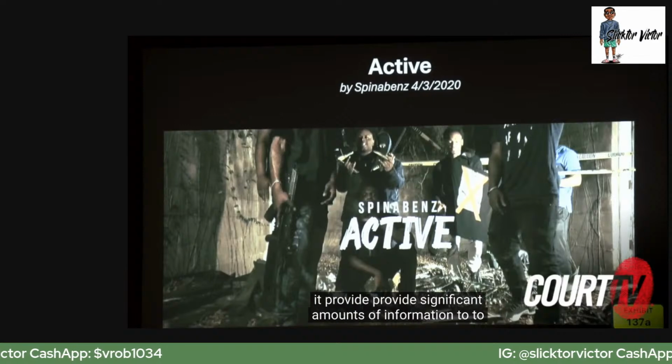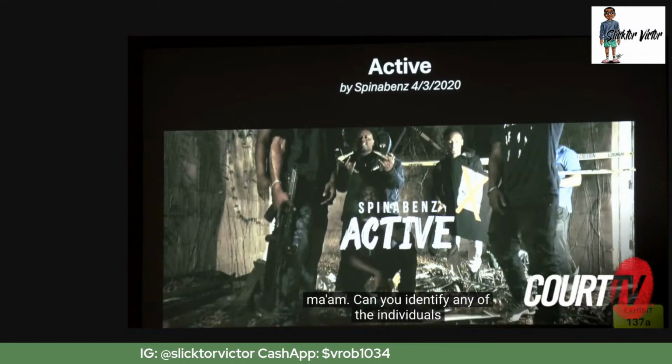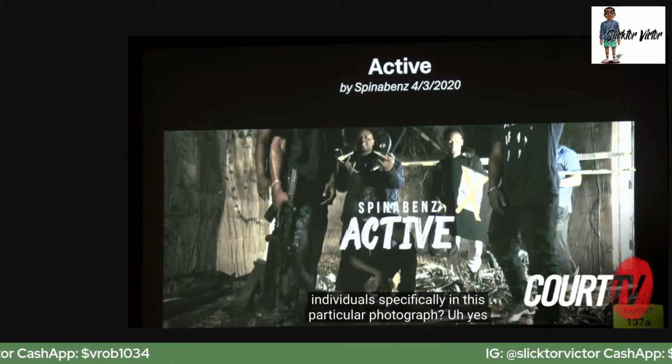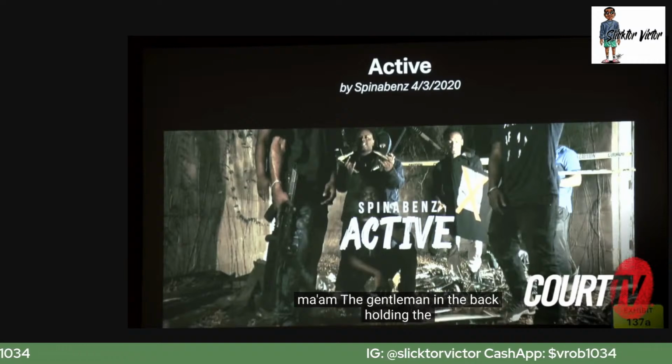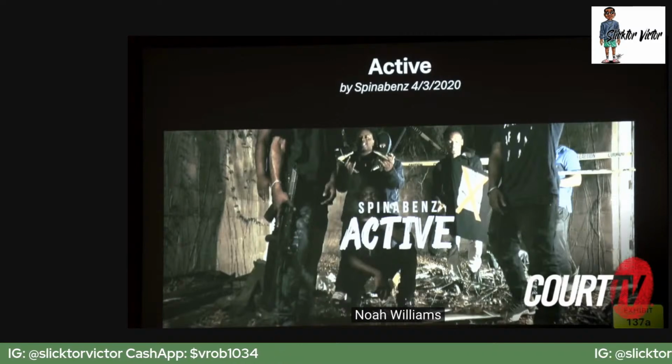Can you identify any of the individuals specifically in this particular photograph? Yes, ma'am. The gentleman in the back holding the shirt with the red X is Deshaun Williams. I believe that's Noah Williams taking a knee. And the gentleman in the back, his name's Creep. I'm unsure. I want to say Dominic Williams. That's his name.